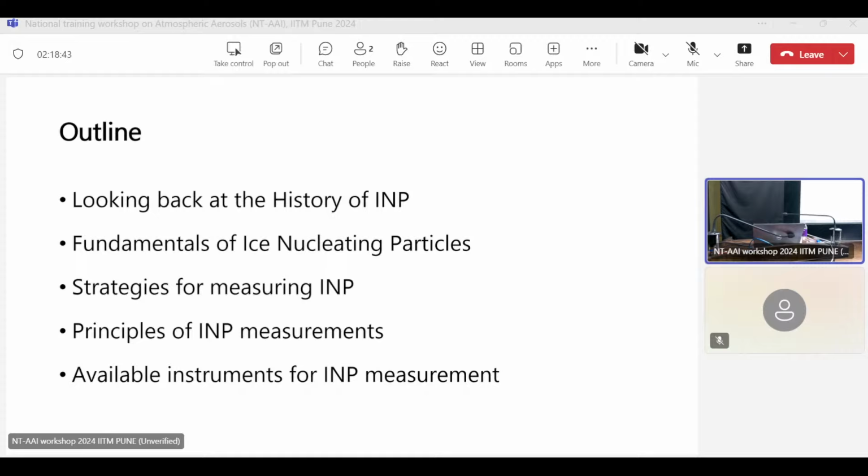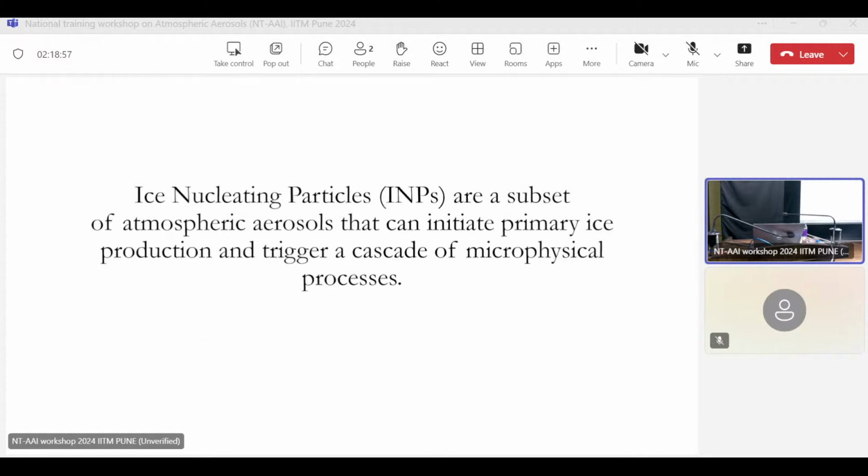So during my talk, I'm going to look back a bit at the history of INP, fundamentals of ice-nucleating particles, strategies for measuring INP, principles of INP measurements, and available instruments for INP measurements all over the world. So yes, ice-nucleating particles are a subset of atmospheric aerosols that can initiate primary ice production and trigger a cascade of microphysical processes. We say atmospheric aerosols are omnipresent, and I say INP are omnipresent. And he will say bioaerosols are omnipresent. So all are omnipresent and all are complex entities.